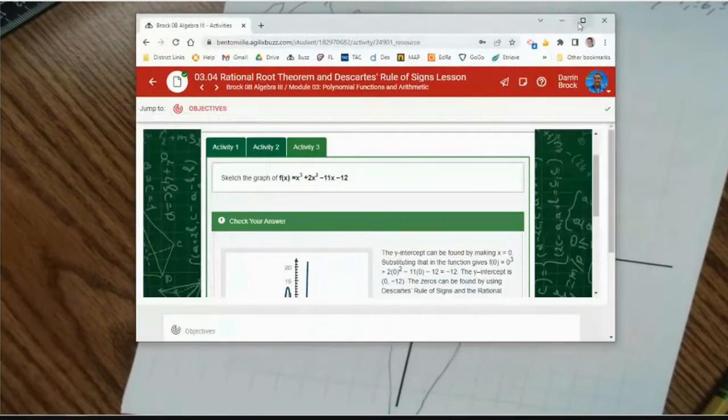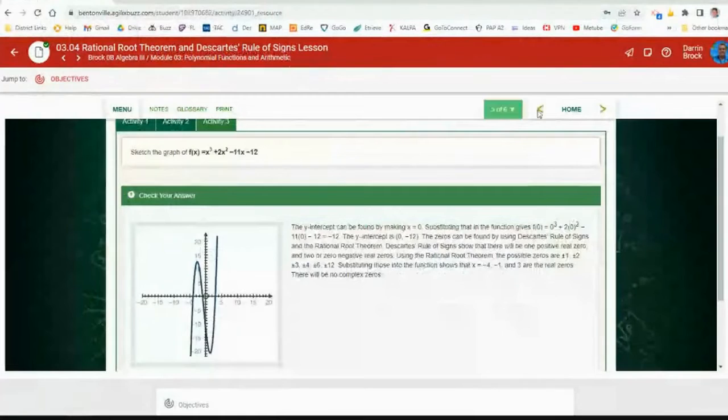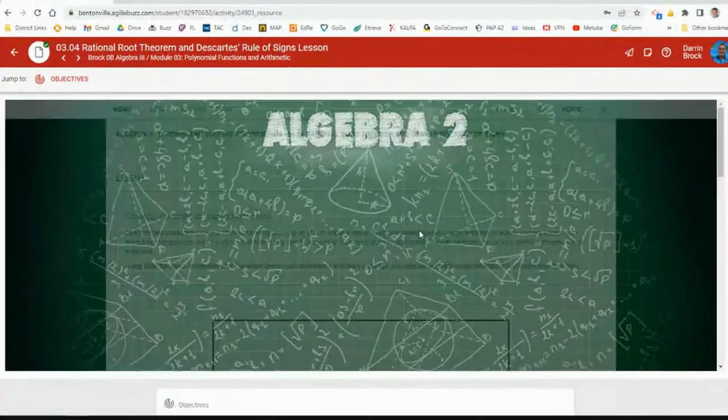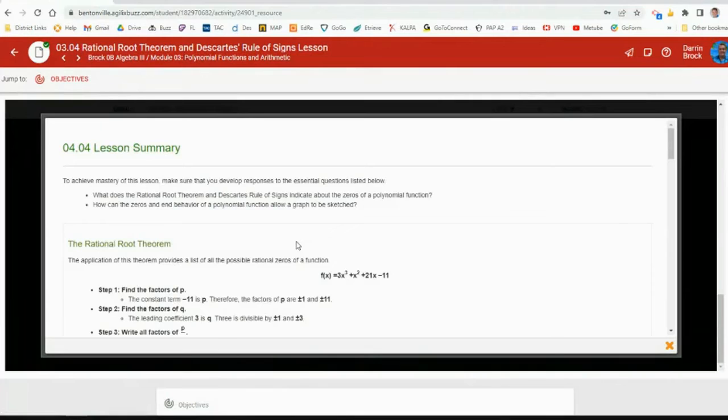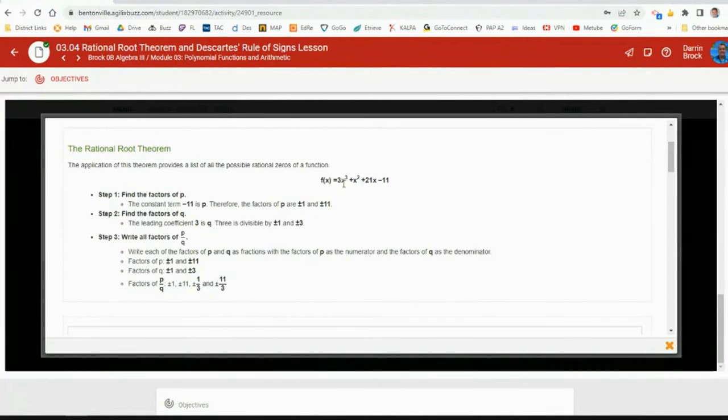That is the primary section of the lesson. Let me see, I think the summary is down here. Yeah, lesson summary. For lesson 4, the lesson summary is the rational root theorem, where you take the p over q and figure out what the possible factors are. This only has 11 in 1 and 3 in 1.